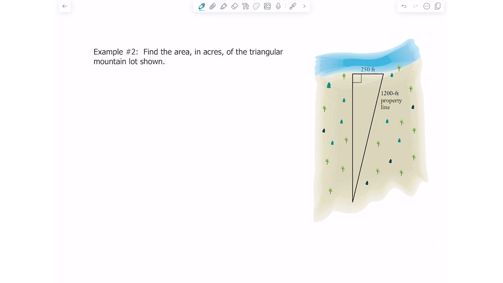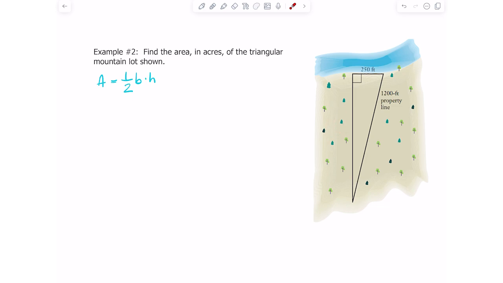In this problem, we need to find the area in acres of the triangular mountain lot shown. Now, if we look, we have a right triangle and we're missing one side. In order to find the area, if you'll recall, the area of a triangle is 1/2 the base times the height. Well, I have the base, but I'm missing the height. And the base and height will always be perpendicular to each other, so they're always going to form a right angle when they intersect. So I need to find this.